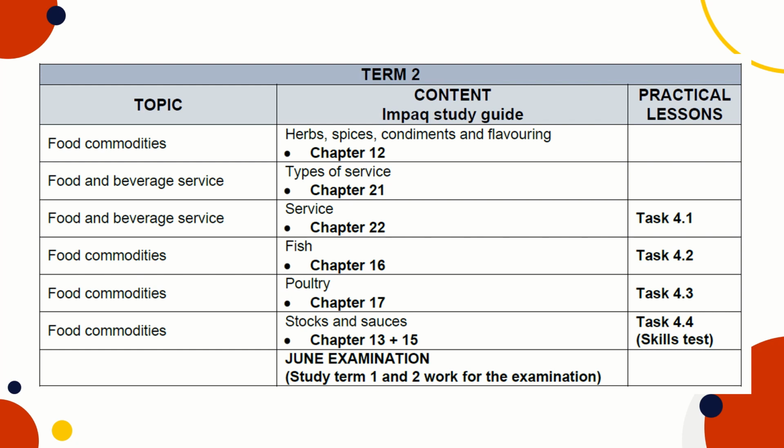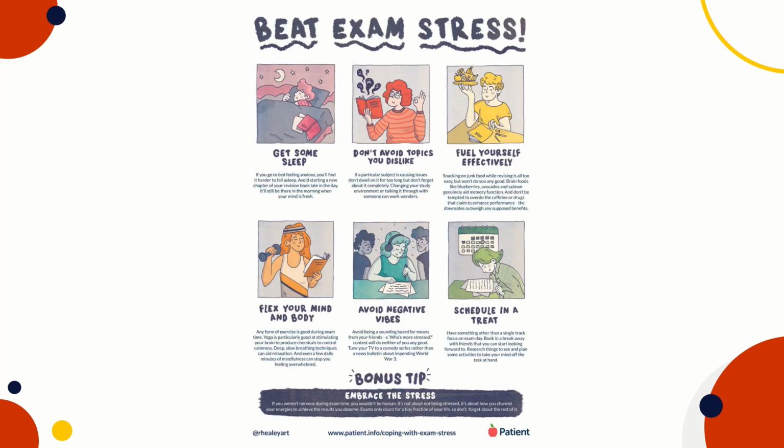And then also all the work that you've been discussing during Term 2. It includes Chapter 12, which is on spices, herbs, condiments and flavoring. Chapter 21, that's the types of services. Chapter 22, that is on the service of food. Chapter 16 is on fish. Chapter 17, it's everything regarding poultry, and then Chapter 13 and 15, which is on stocks and sauces.